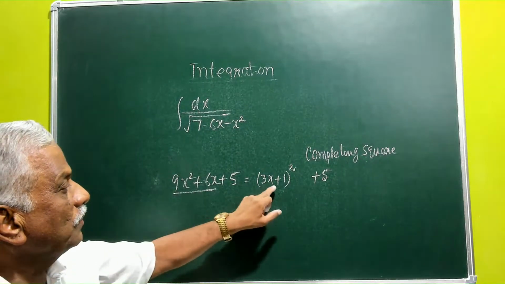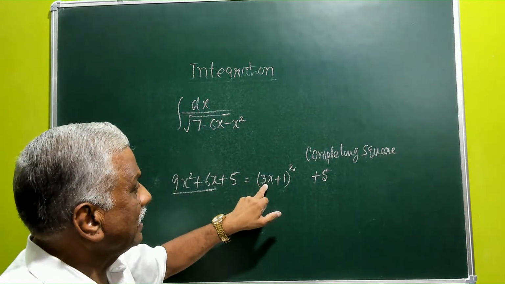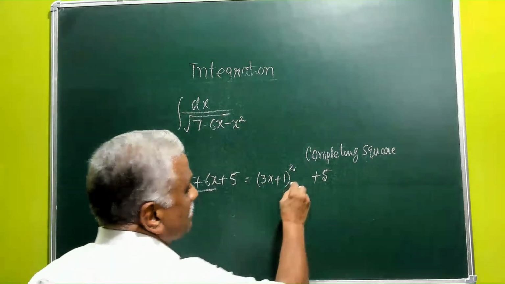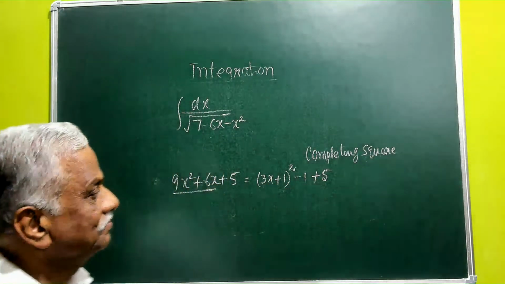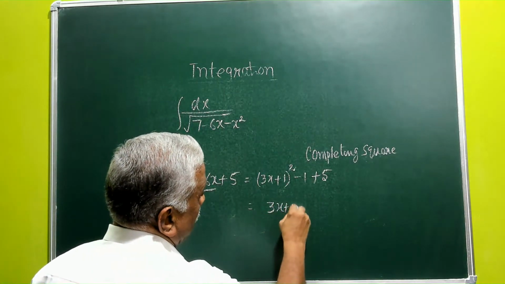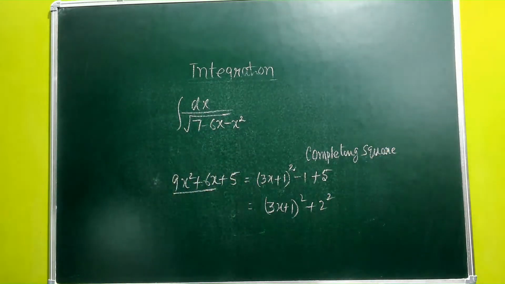Okay? Now you expand this. When you expand this, you get 9x square plus 6x plus 1. One extra you are getting. Subtract that 1. So what do you get here? 3x plus 1 whole square plus 2 square. Then you can work the problem.